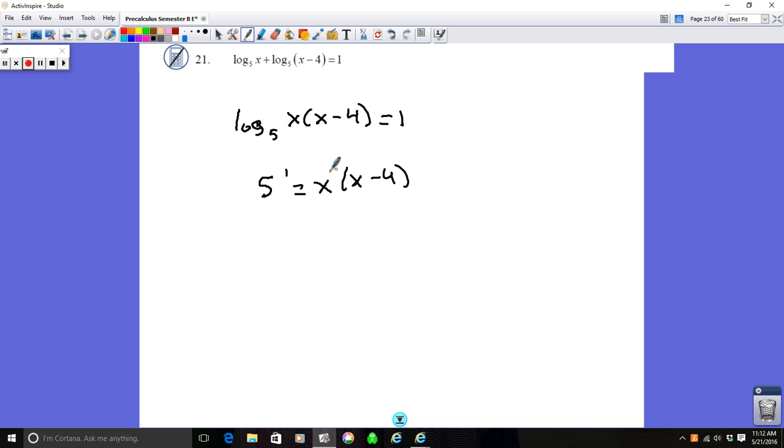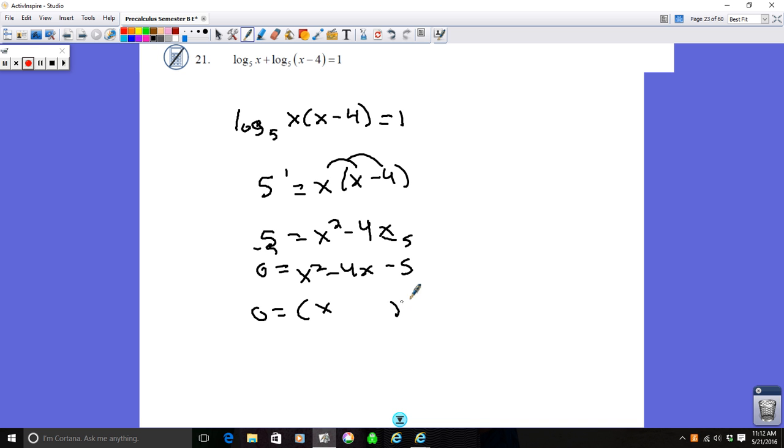Go ahead and distribute here. And 5 equals x squared minus 4x. It's a quadratic, so you have to solve that. Get the 5 over to the other side, and you have x squared minus 4x minus 5. So x and x, the factors of negative 5 that add up to positive 4 are negative 5 and positive 1. So we have two potential answers here, x equals 5 and negative 1.